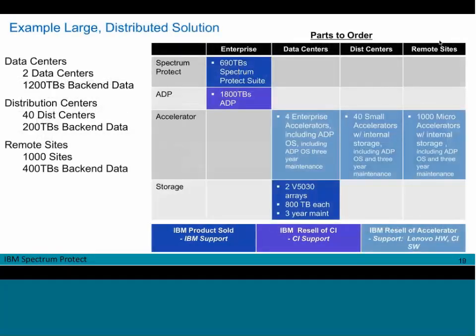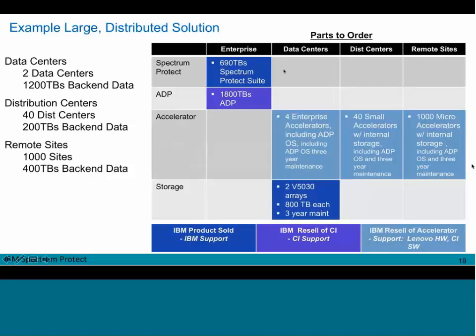Second site, large distributed. So this is one of the environments that Greg was referencing earlier. 2 centralized data centers, 1.2 petabytes of back-end data in the data centers, 40 distribution centers distributed across North America. There's 200 terabytes in that environment. And then the remote sites, there's just over 1,000 remote sites with a total of 400 terabytes of data.